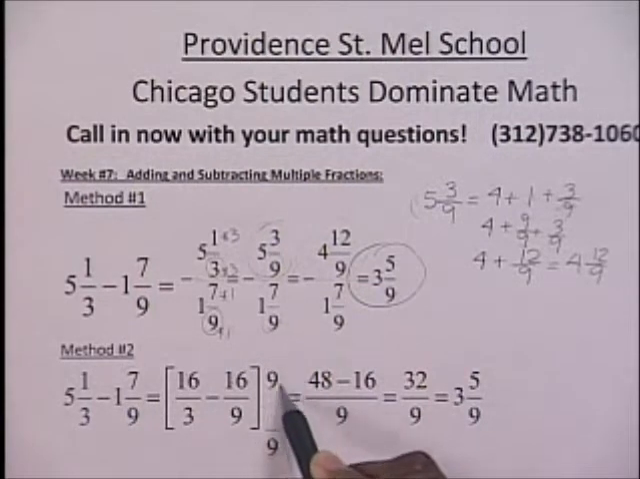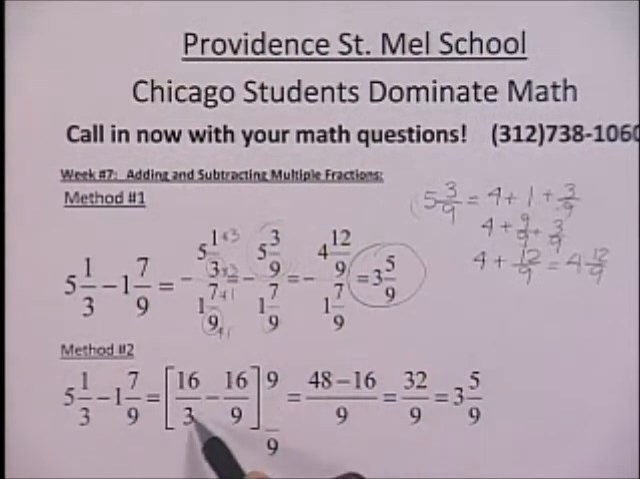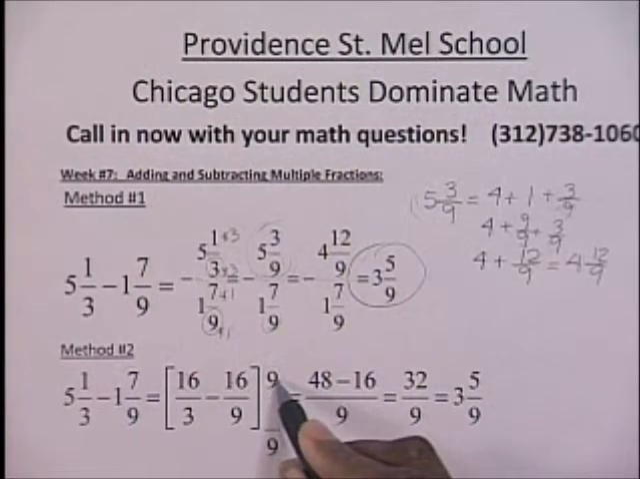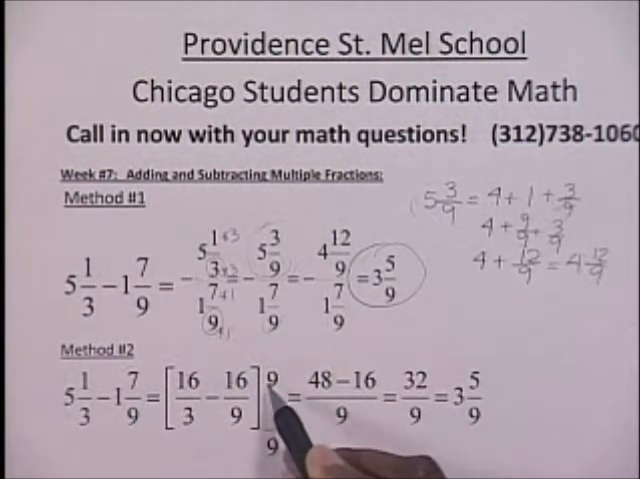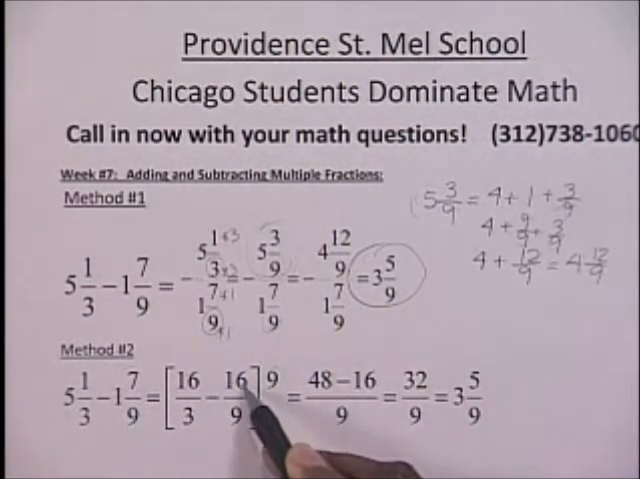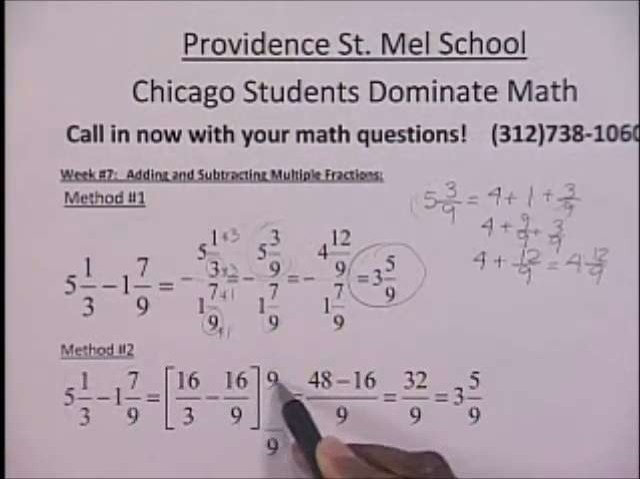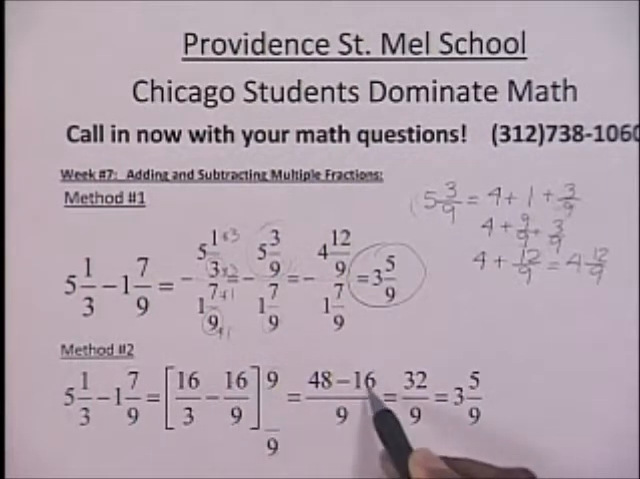If you multiply by 1, you multiply 9 times 16/3. The 3 cancels with the 9. That becomes a 3, and you end up with 3 times 16, which is 48. If you multiply the 9 times the 16 over 9, the 9's cancel, and you're left with this 16. You end up with 48 minus 16.